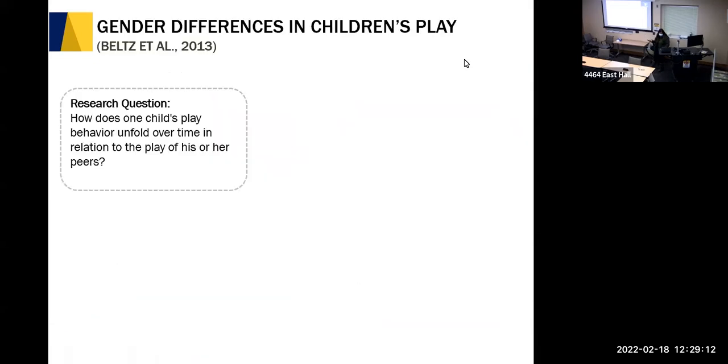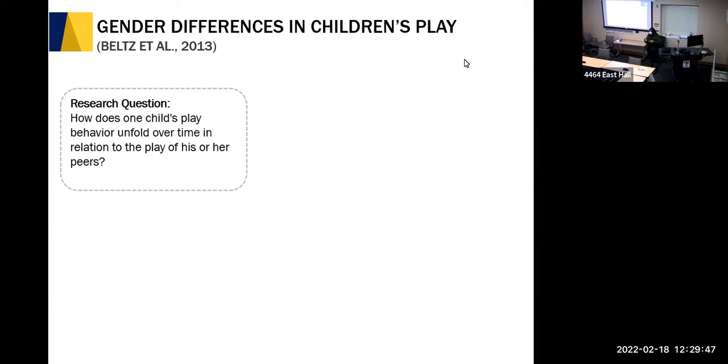So the second paper I'm going to talk to you about today combines this intensive longitudinal data with a personalized network approach. And this is a paper that Dr. Beltz wrote in 2013 on gender differences in children's play. The research generally suggests that when children play, they do so in gender-dependent ways. Girls tend to demonstrate more positive affect in same-gender groups. Boys tend to demonstrate more vigorous activity in same-gender groups.